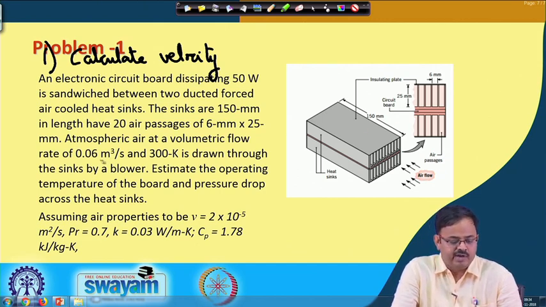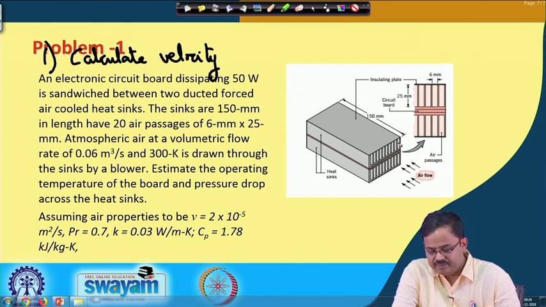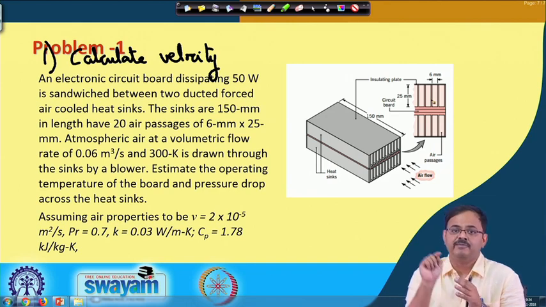What is the total flow rate? 0.06 meter cube per second. What is the cross sectional area of the flow? You have how many channels? See, you have 20 air passages, I believe 10 at the top, 10 at the bottom, each having 25 mm by 6 mm. So, what is the total flow area? 25 by 6 times 20, because 25 mm by 6 mm is the cross section area per channel, and you have 20 of them.